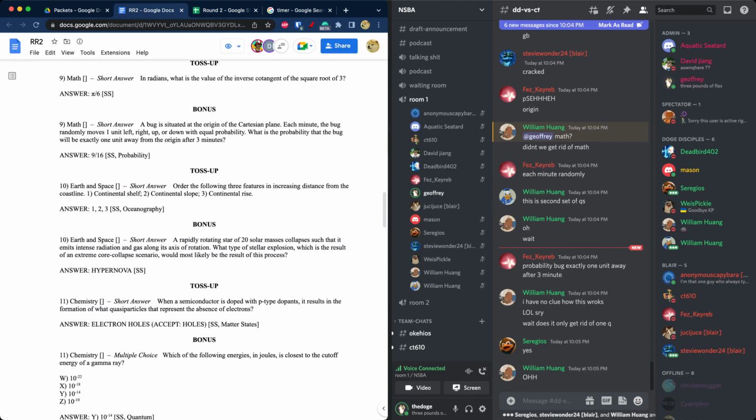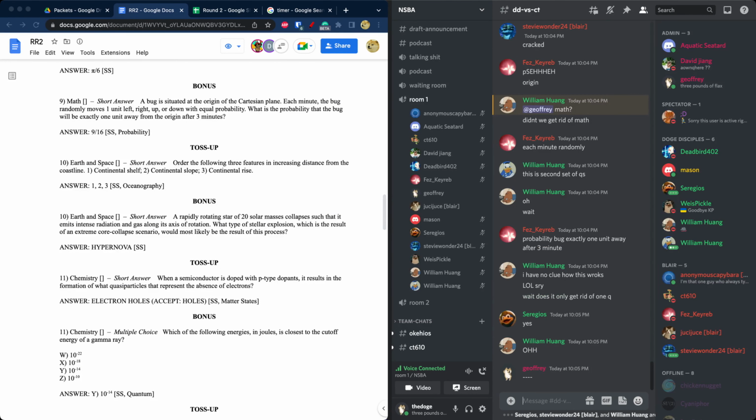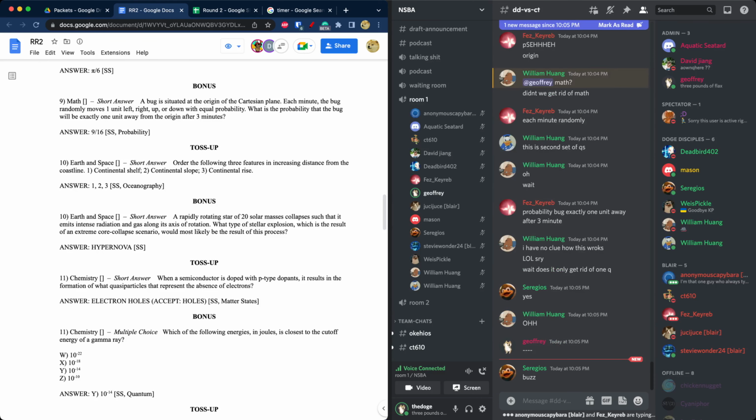Toss up Earth and space short answer. What are the following 3 features in increasing distance from the coastline? 1. Continental shelf. 2. Continental slope. 3. Continental rise. 1, 2, 3. That's correct.